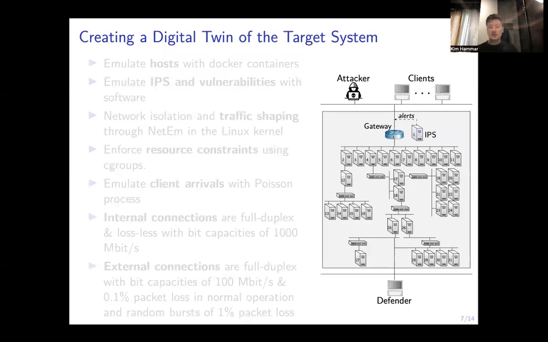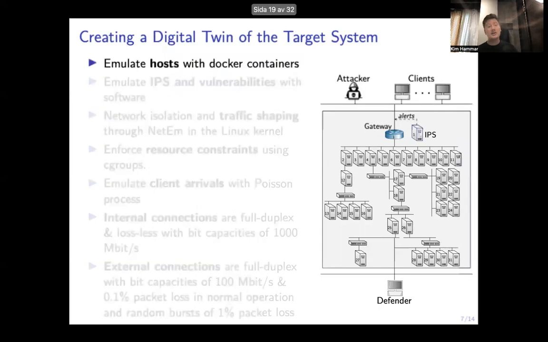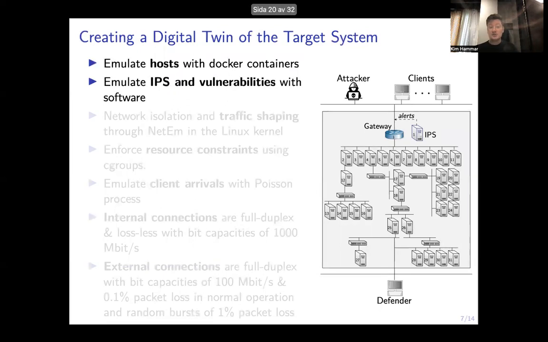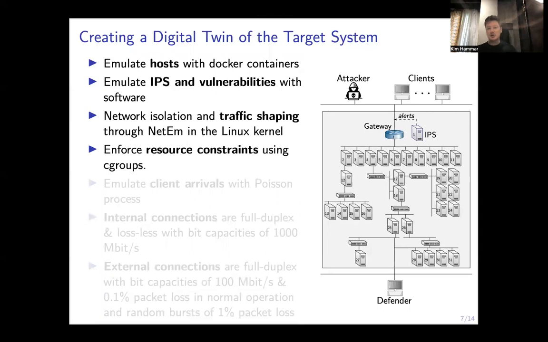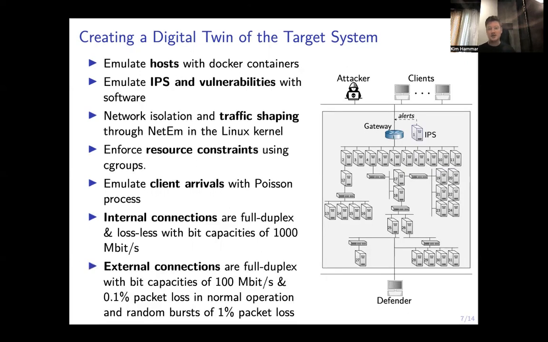To create a digital twin of the target system, we take each physical component and we emulate that with a Docker container. And we emulate the vulnerabilities and services and programs offered by the various physical components using software running inside the containers. We achieve isolation in the network and resource constraints using standard modules in the kernel. And we emulate arrivals from the client population using a Poisson process, which may be non-stationary. And finally, we emulate the network conditions based on previous empirical studies of enterprise networks.